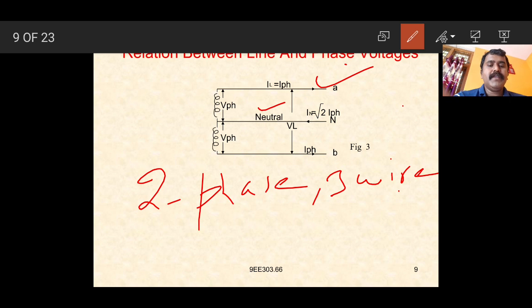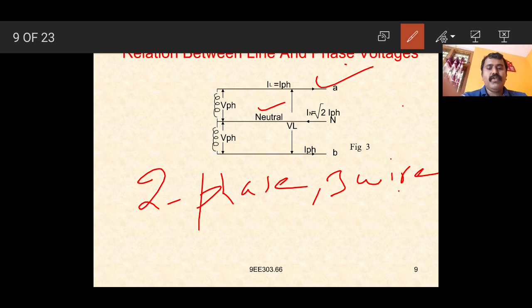Again, the middle wire carries the resultant of the current IL in two outers, since these are 90 degrees apart. The current in the middle wire is root 2 IL, as shown in figure here. Similarly, the voltage between the two outers is root 2 EL here.